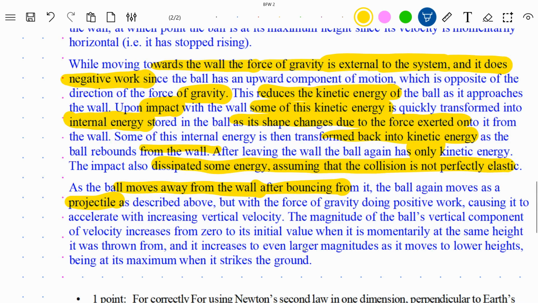I didn't think I had to repeat every detail, although there is a significant difference here, that the force of gravity is now doing positive work because it has a downward component of motion, right? So the force of gravity does positive work, but that is importantly going to cause it to increase the vertical component of velocity. And of course, the magnitude of the ball's vertical component of velocity increases from 0 to its initial value. So this turned out to be really important, and this is probably the part I would have missed. In fact, I'm sure I would have missed it if I hadn't seen the point allocation ahead of time.